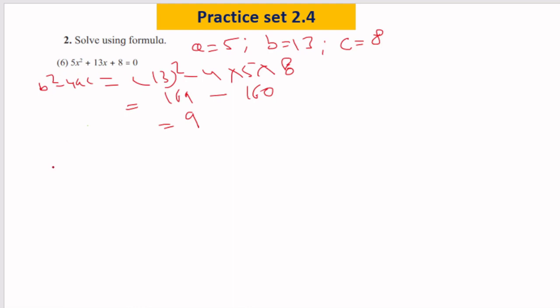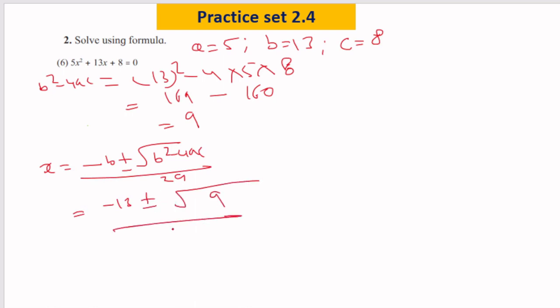Substitute in the equation. So here we have x equal to (-b ± √(b² - 4ac)) / 2a. What is b? 13, plus minus, what is b² - 4ac? 9, divided by 2a, and what is a? 5. Solve it. (-13 ± 3) / 10.